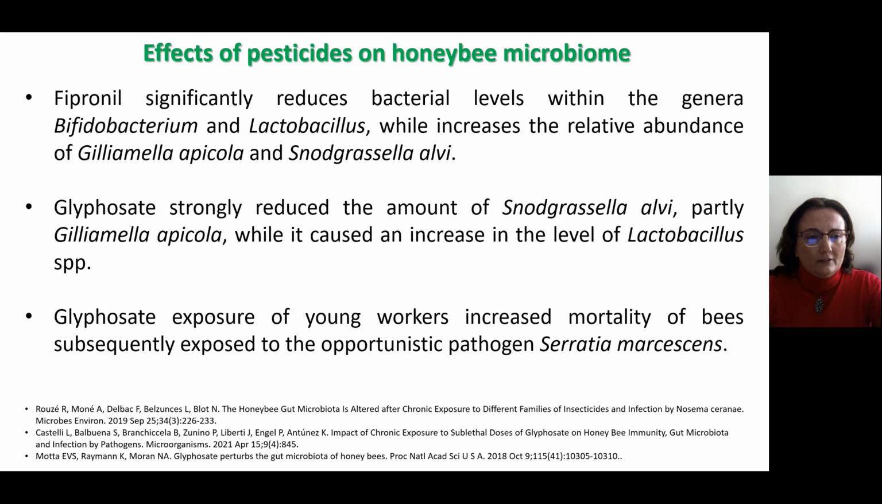Other pesticides, such as fipronil, significantly reduced bacterial levels within the genera Bifidobacterium and Lactobacillus, while increasing the abundance of Gilliamella and Snodgrassella. Also, glyphosate strongly reduced the amount of Snodgrassella and partially Gilliamella, while it caused an increase in the level of Lactobacillus species. Glyphosate exposure of young workers increased mortality of bees subsequently exposed to the opportunistic pathogen Serratia marcescens.